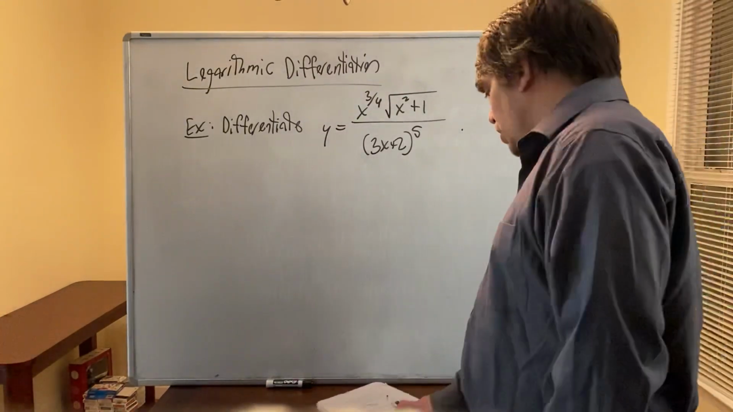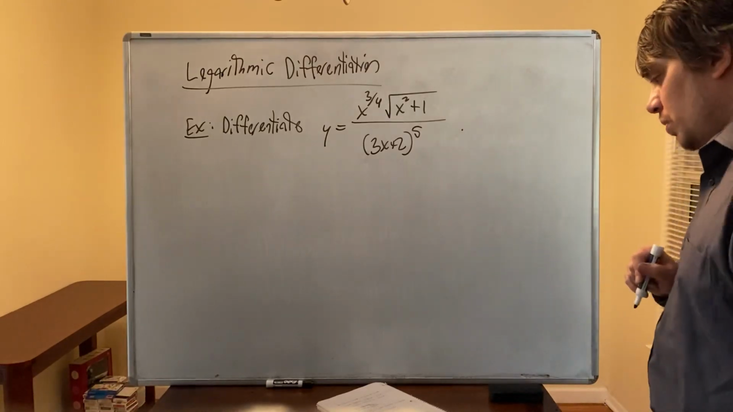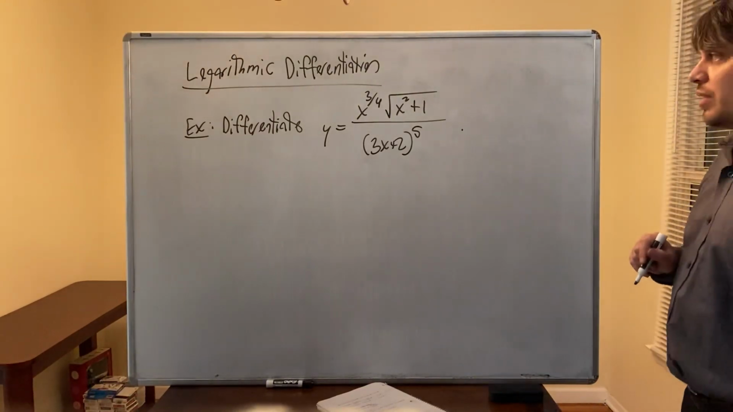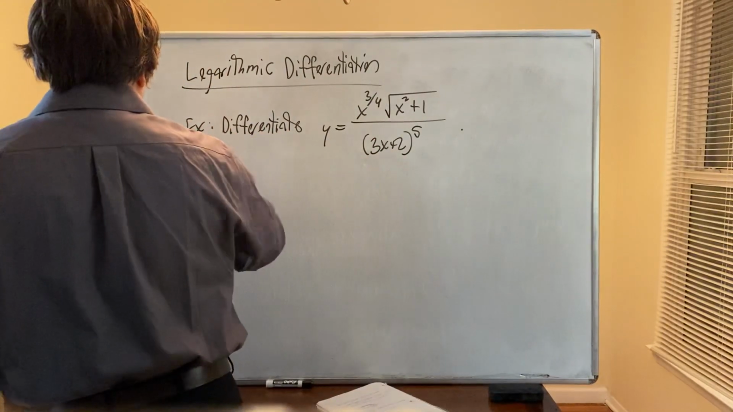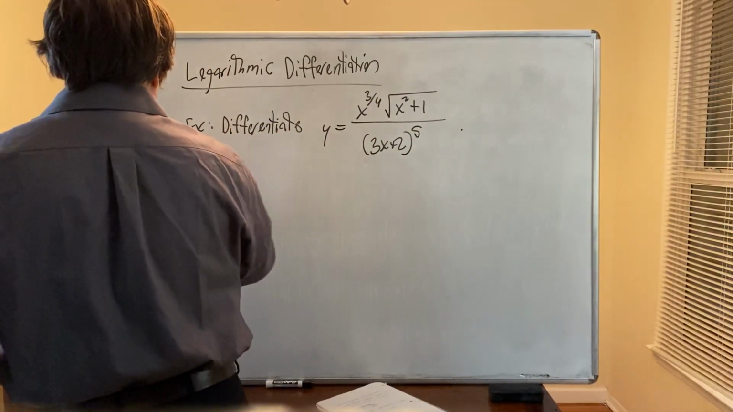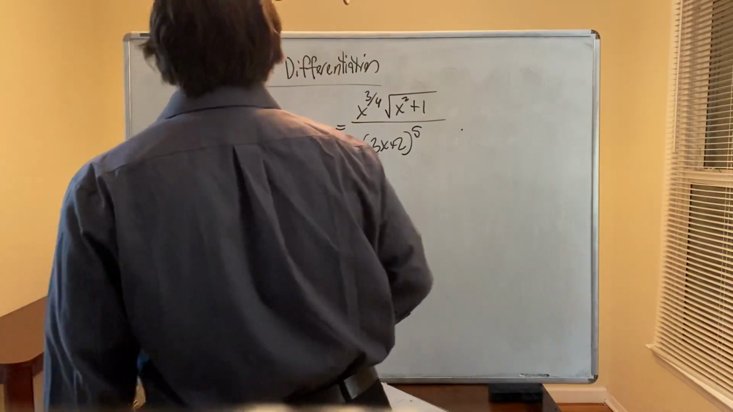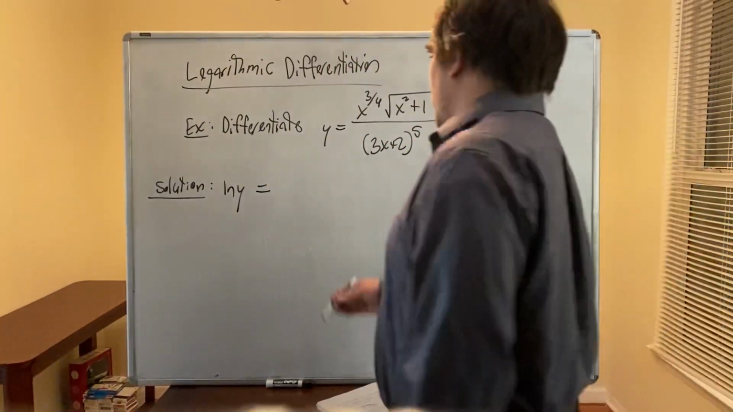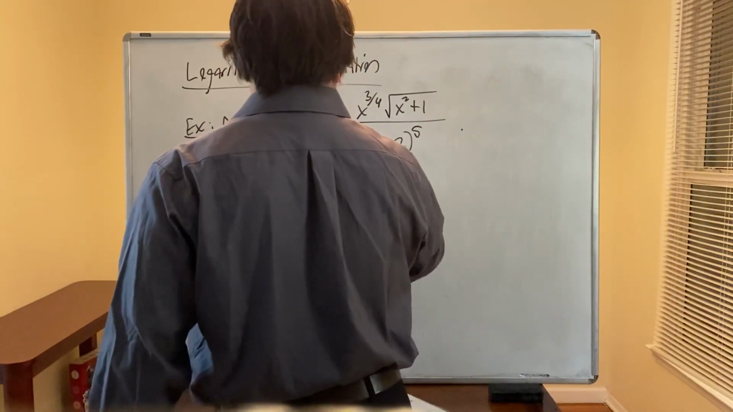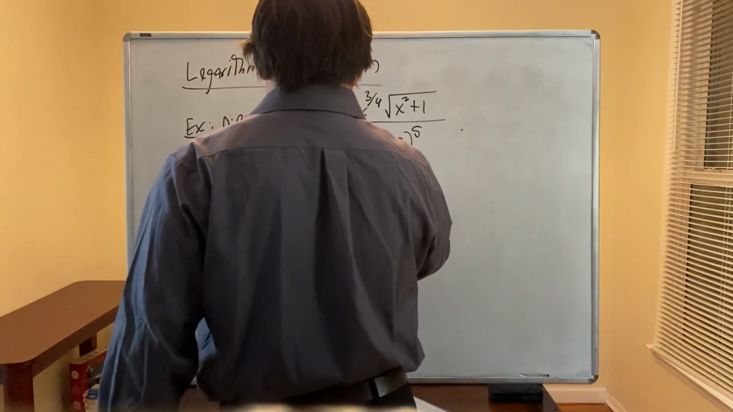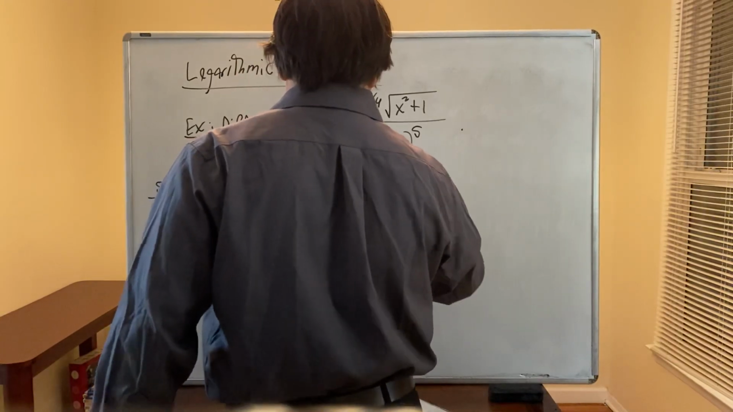Okay, so we're going to use logarithmic differentiation for this. I haven't said what logarithmic differentiation is yet. We're just going to do that in this example. Solution. Okay, so what I'm going to do first is I'm going to take ln of both sides. So if y equals that, ln of y is equal to ln of that entire fraction, x to the 3/4, square root of x squared plus 1, all divided by 3x plus 2 to the 5th power.